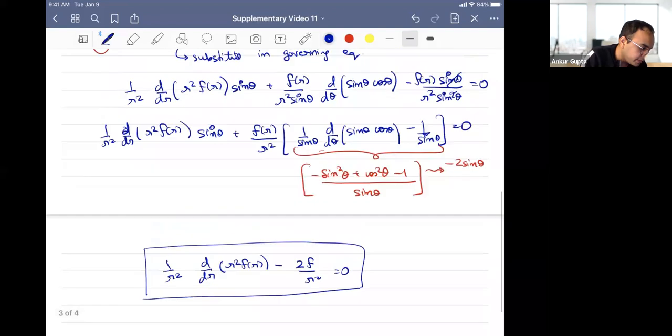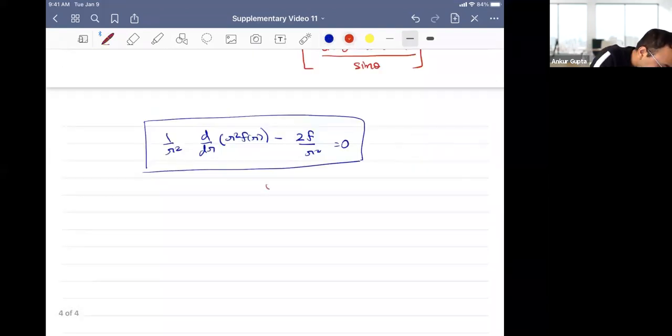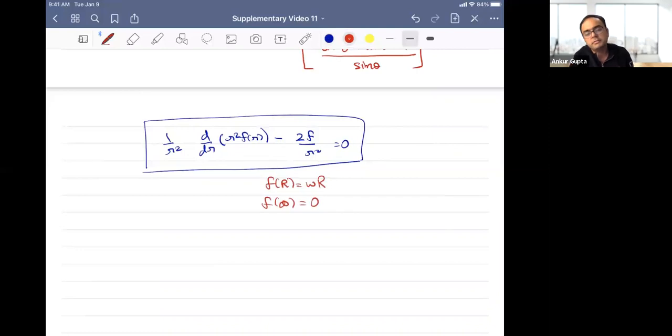Okay. Our boundary conditions are now simple. F at r is omega r because sine theta is now no longer there, and f of infinity is 0. So this is the boundary condition we have. And now how do I solve this problem? If you look at the problem, this is not a standard equation that you can just directly solve.